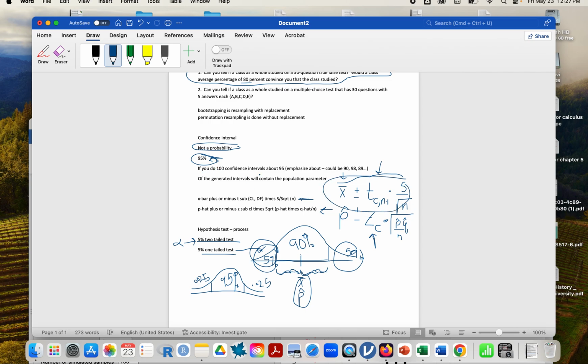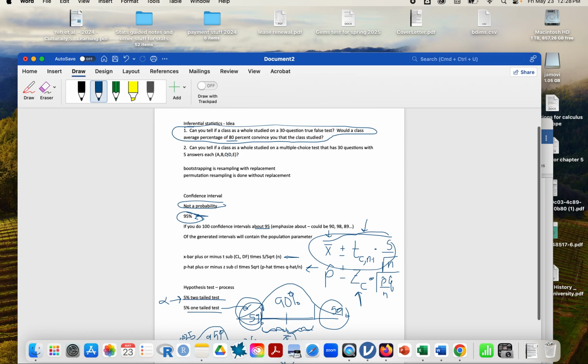If you do 100 confidence intervals, and it's a 95% confidence interval that you're working with, about 95 of them will have the population parameter. It could be 90, it could be 98, it could be 89, but it's about 95. So let me do the following. We're going to try and make a statistical argument. Suppose you have a 30-question true-false test. Would a class average percentage of 80% convince you that the class studied?